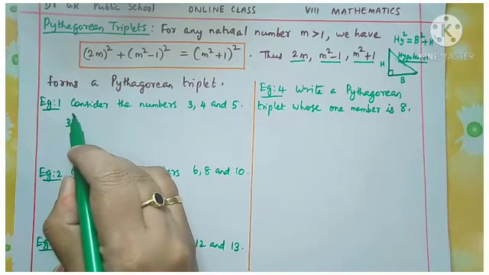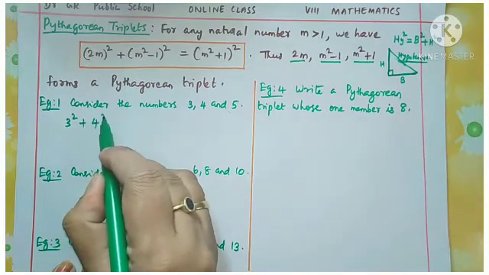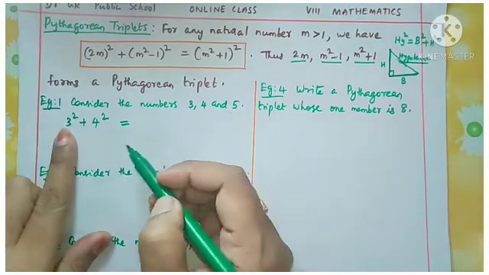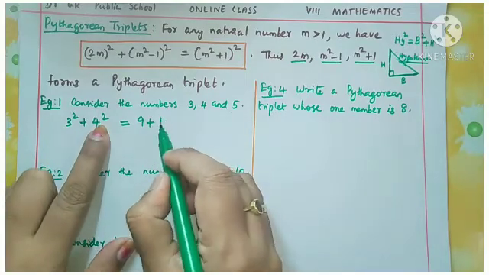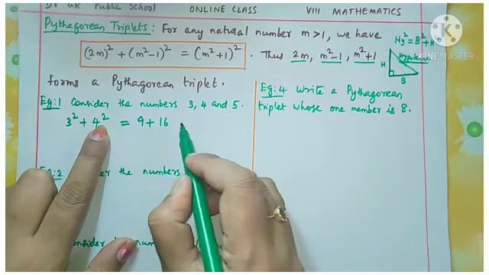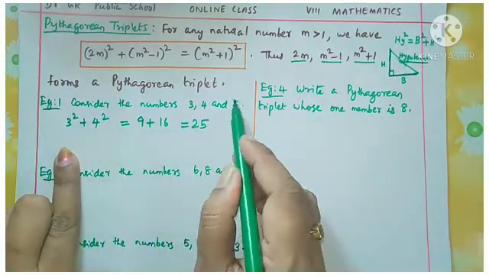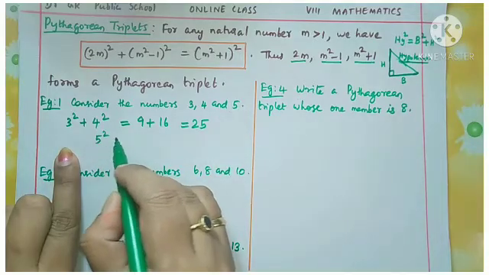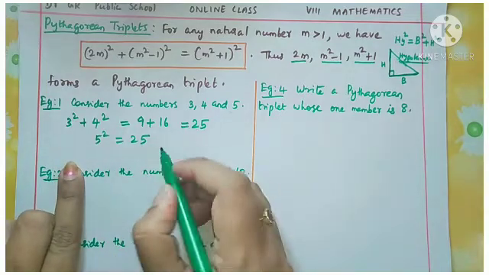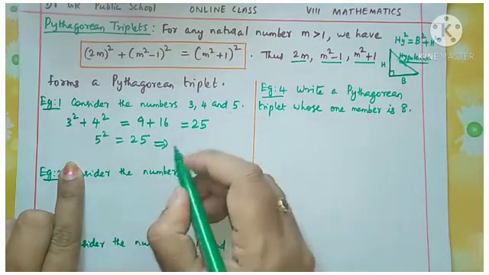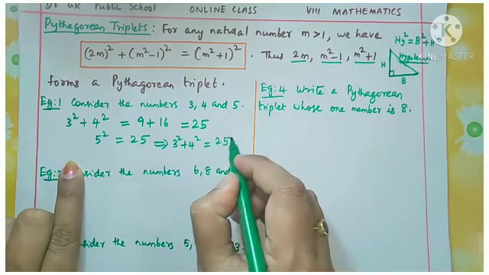3 square plus 4 square. What is 3 square? 3 into 3, 9, plus 4 square, 4 into 4, 16. So what is 9 plus 16? 25. And the biggest number, 5 square, is also 25. Okay, so what is the meaning of this? This implies 3 square plus 4 square is equal to 5 square, which is 25.